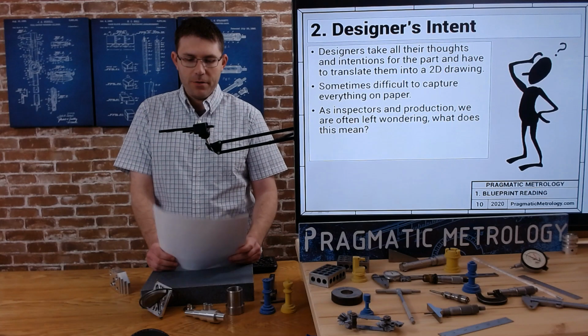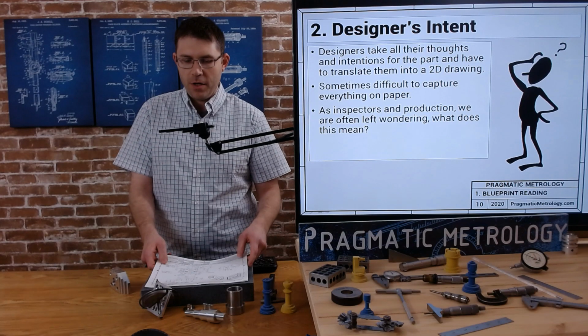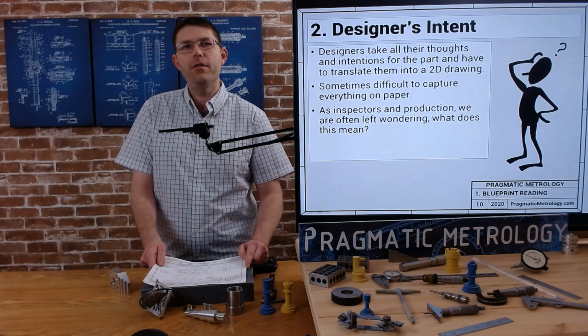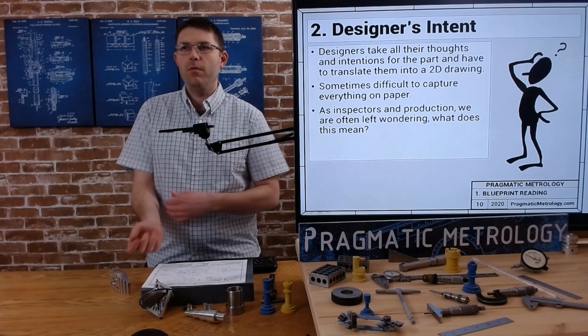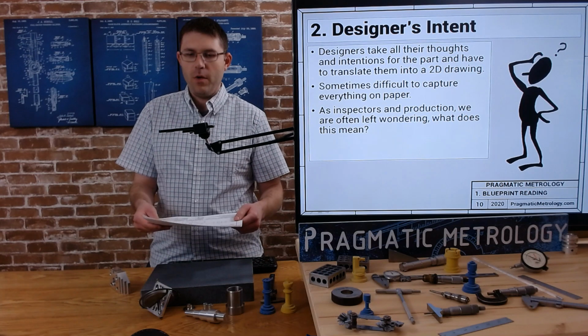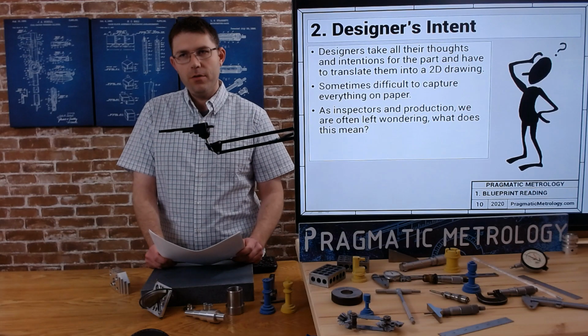So as inspectors, someone who's reading a print needs to understand it. You're not going to have all that nice background of what the part does, how it was generated, what the function is. All you've got is the black and white requirements. And oftentimes prints are confusing.